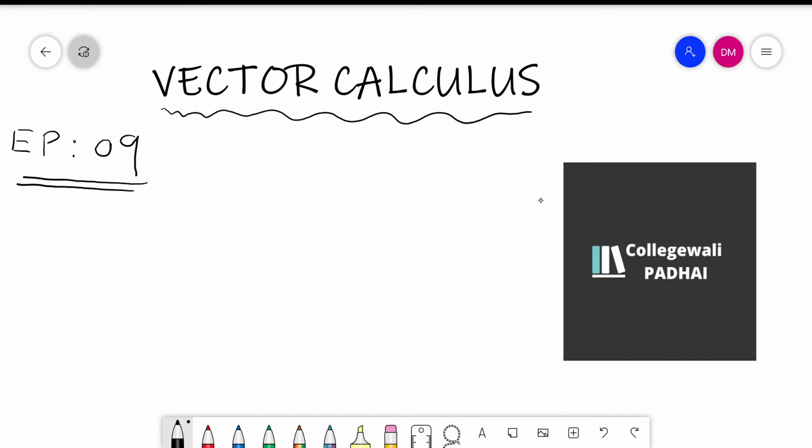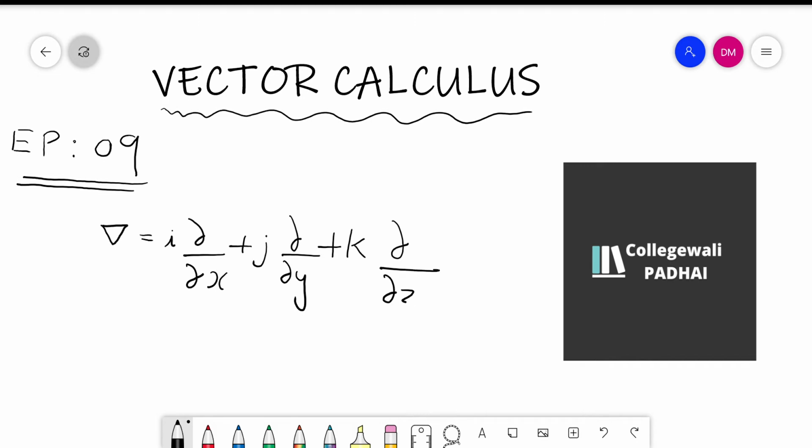Without moving here and there, let's start directly with the topic, talking about delta. Here delta is ulta, and delta is equal to i into dou by dou x plus j into dou by dou y plus k into dou by dou z. This is the main formula which will be applied to both scalar as well as vector form.